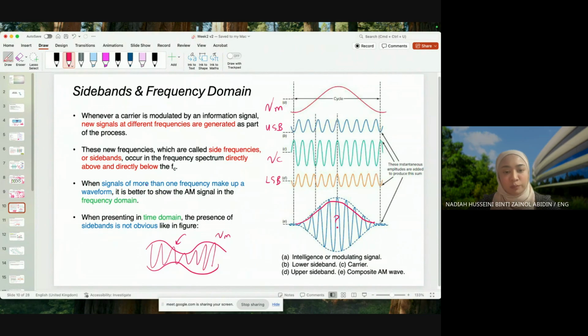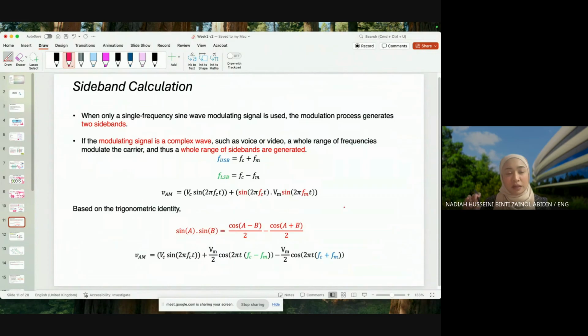When signals of more than one frequency make up a waveform, it is better to show the AM signal in the frequency domain. When presenting in the time domain, the presence of sidebands is not obvious. This guy has sidebands, but you can't really tell because it's a single wave. So how do we calculate the sideband? We want to find out what is the frequency for the small waves that are part of the AM wave.